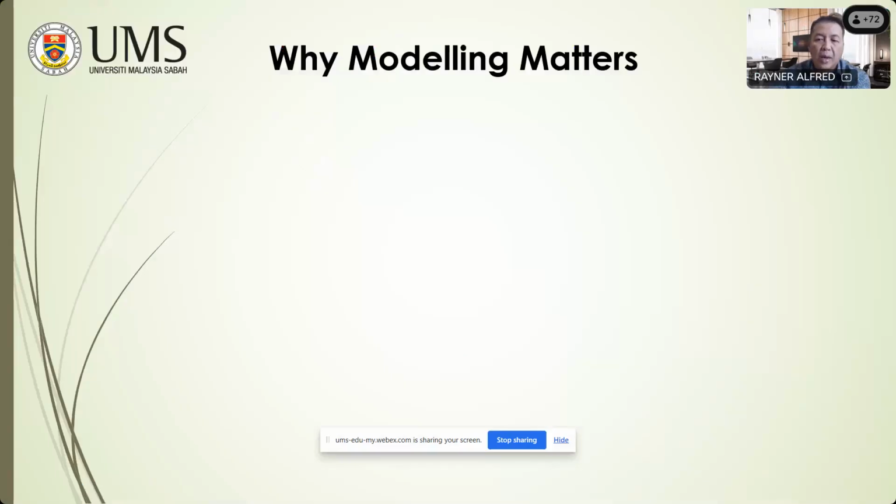Okay. So why does modeling matter? Why do we need to do this modeling? There must be a systematic way to represent the document, and to compute the distance between the query and the document, in order to calculate or quantify the similarity between the query and the document.